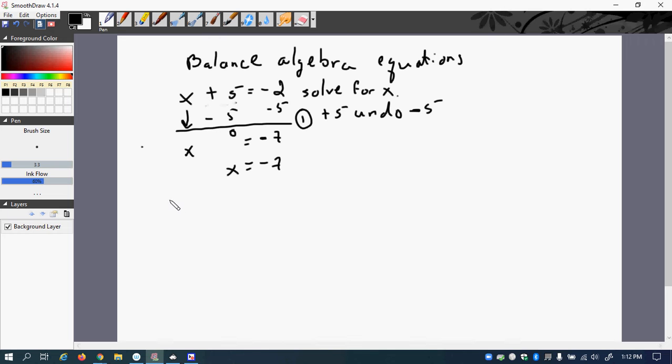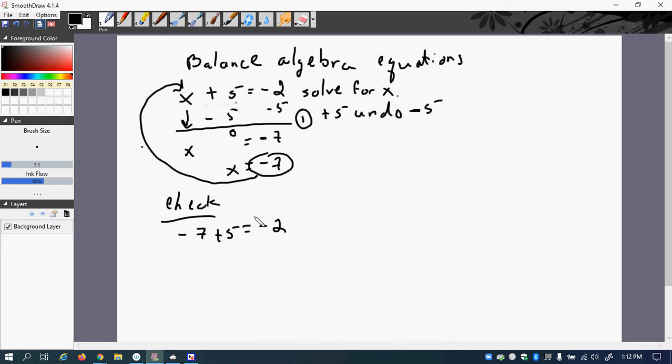So now we do check. So check, we put respuesta back into problema, so go back in for x. So we have negative 7 plus 5 equal to negative 2. And so we add negative 7 plus 5, which is negative 2, equal to negative 2. Es ahí mismo. So check. So this is correct. Respuesta is correct.